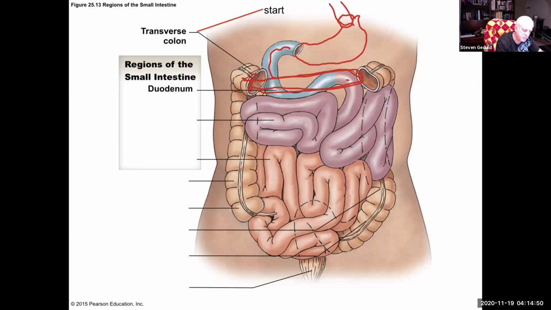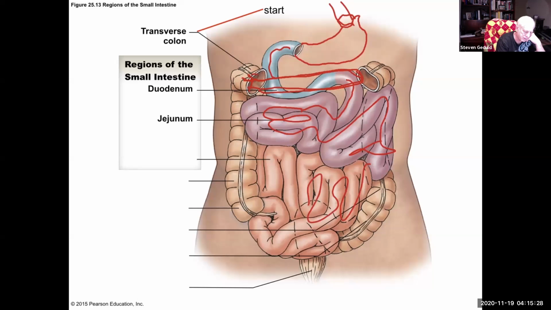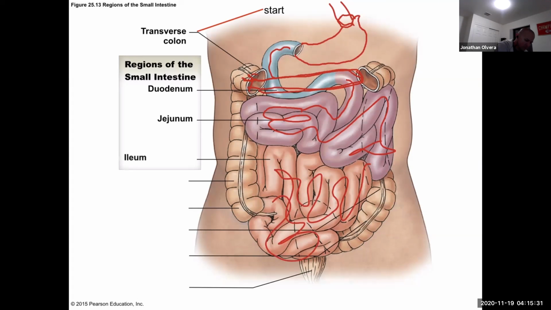What's this purple section right here? Is that what's pointing to next? Yeah. Jejunum. What makes the jejunum famous? What does it do? That's where what occurs? The chemical digestion. Most of your digestion, perfect, occurs in your jejunum. And then the next part is what? Ileum. That's the ileum. That's the last part.